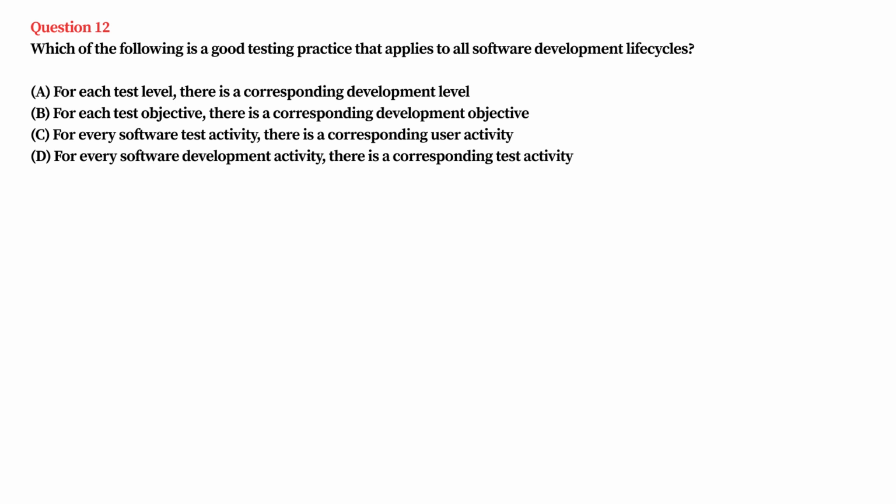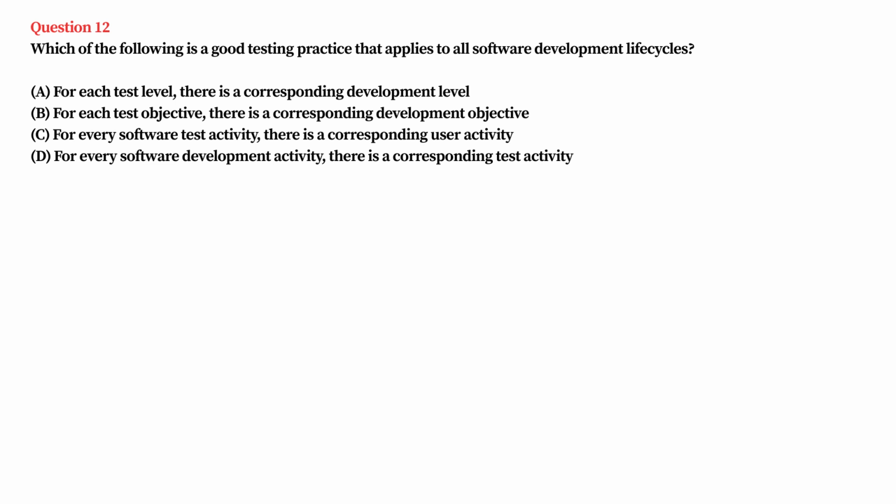Answer B is not correct. Every software development activity has a corresponding test activity, however, test objectives are quite different. For instance, there might be a test objective of ensuring that a test object adheres to a contractual requirement that a certain type of testing must be performed before delivery. In this case, there is no reason for there to be a corresponding development objective.